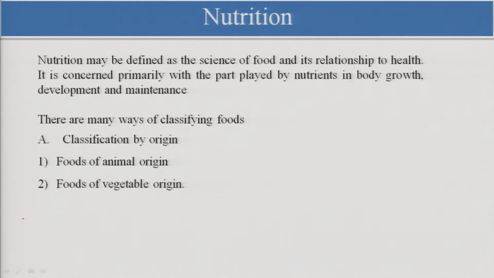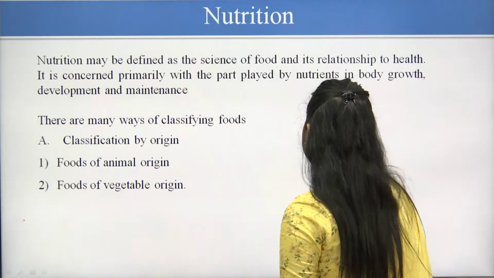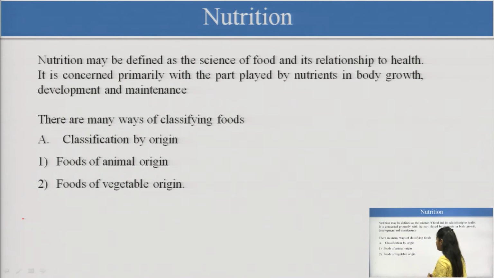So, what do you mean by nutrition? It is defined as the science of food and its relationship to health. Okay. It is concerned primarily with the part played by the nutrients. Of course, the ultimate goal is body growth, development and maintenance, to be free of disease conditions, to be healthy. So, we are planning for a balanced diet, and in the balanced diet we want the appropriate concentration of all of the nutritious components like fats, proteins, carbohydrates.